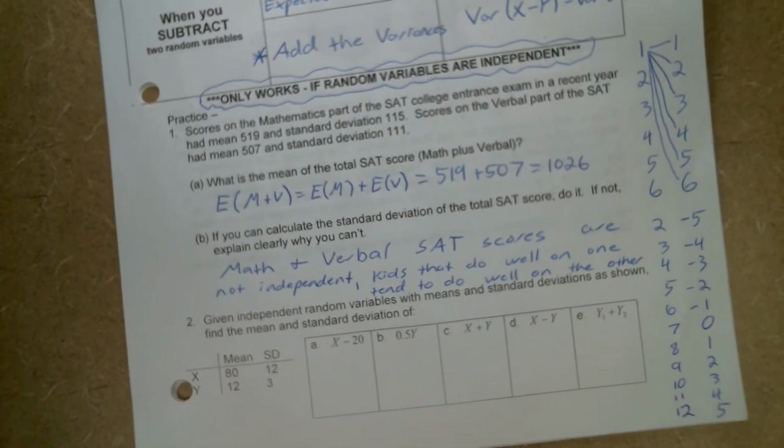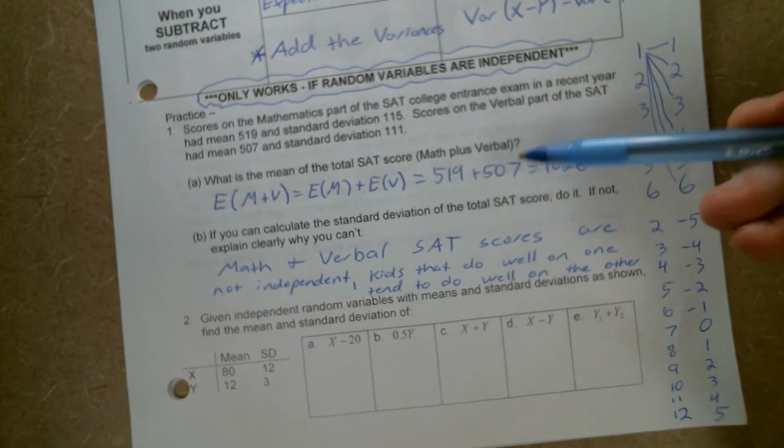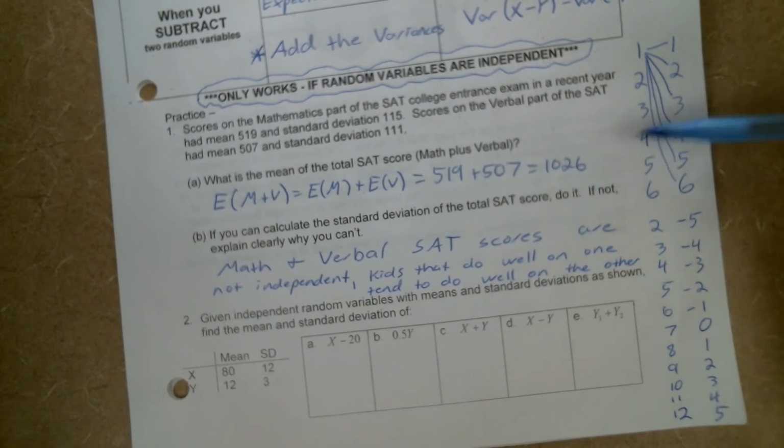All right, so we can't just combine these. Instead, we have to just say, oh, sorry, we're done. All right, there's your average, there's your mean SAT score. I can give you that, but I can't figure out the spread or the standard deviation because the two things aren't independent.